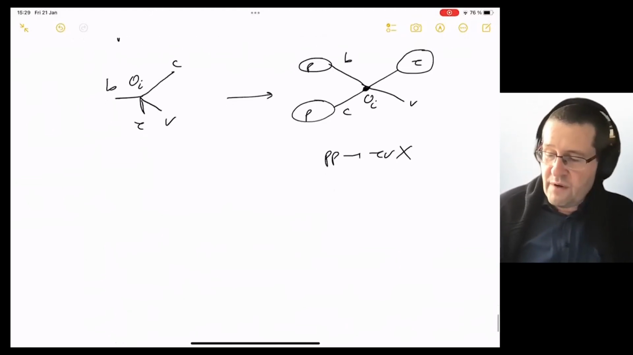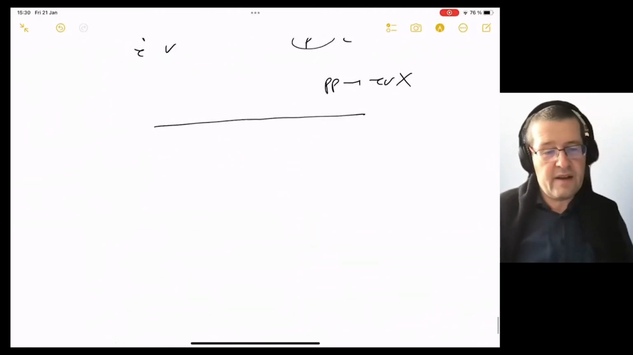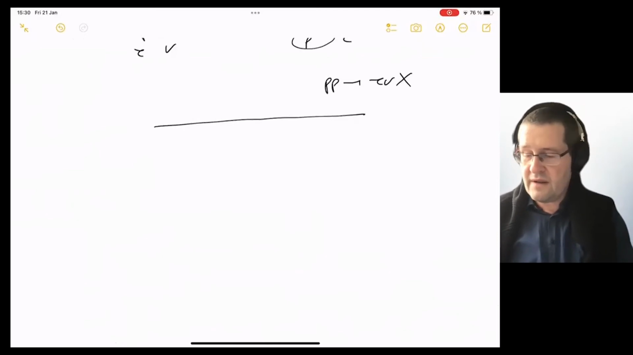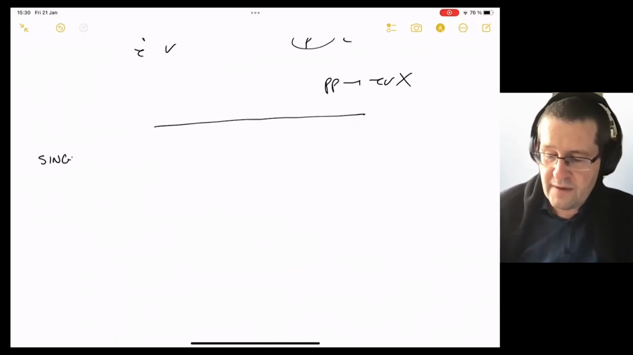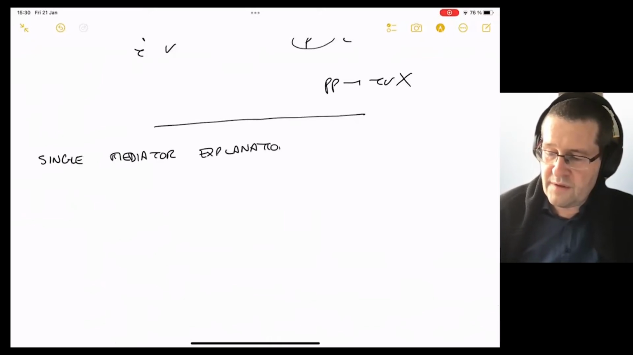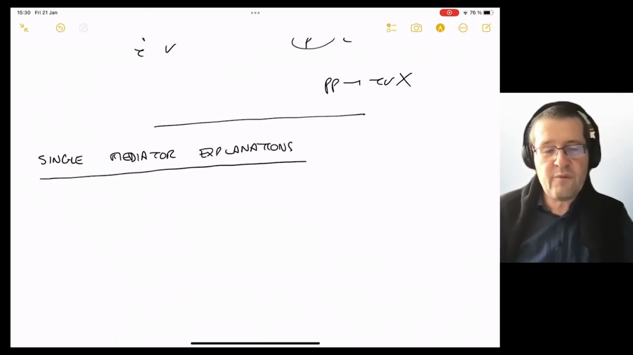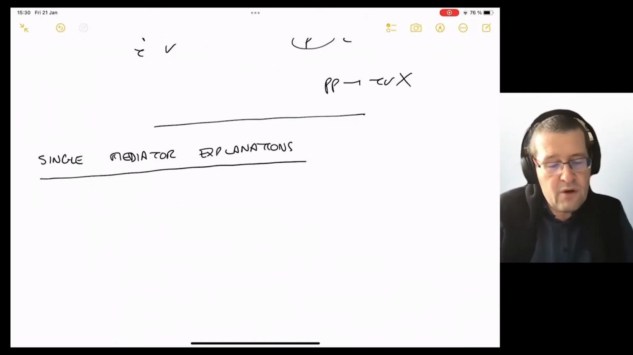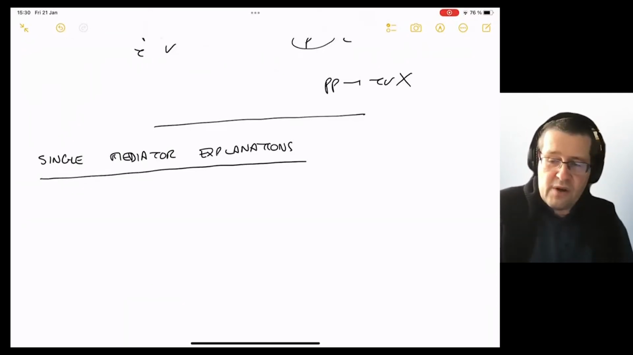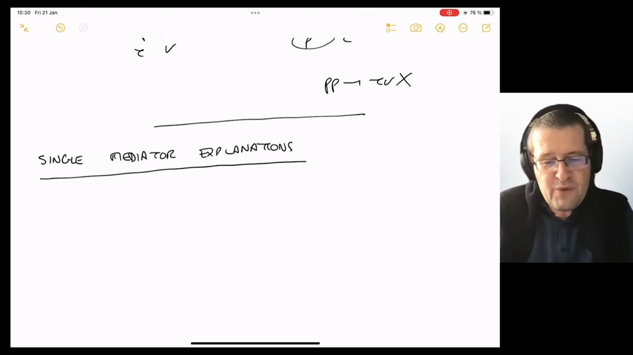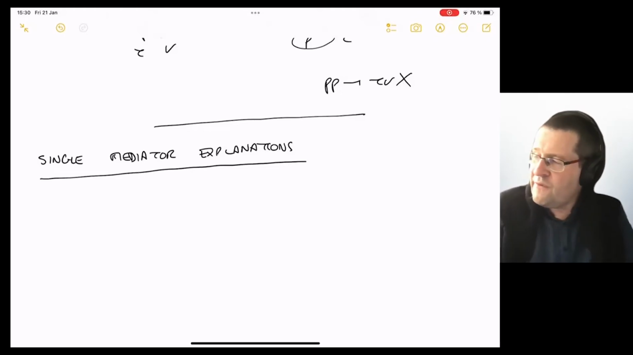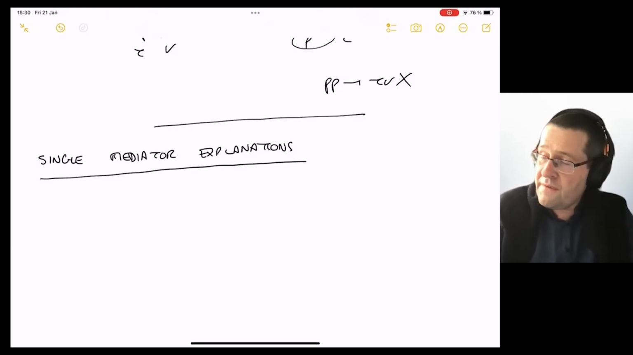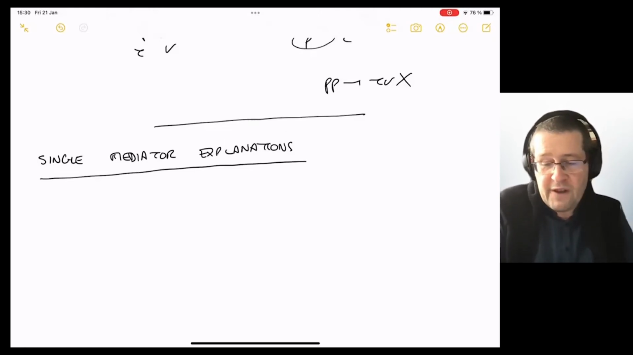Then one thing which you can imagine still doing, and afterwards I'll do a short break, is to look at single mediator explanations. So for the moment, I've remained just at the level of the effective theory, so the low energy level. You can say, okay, I'm trying to build a full explanation through a complete, ultraviolet complete new physics model for this particular change.